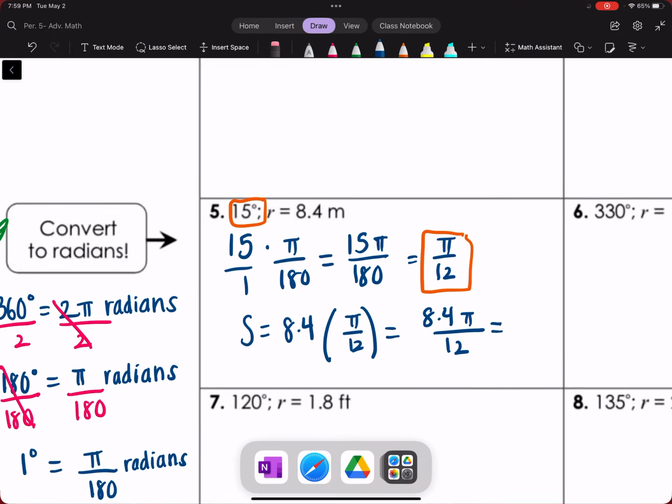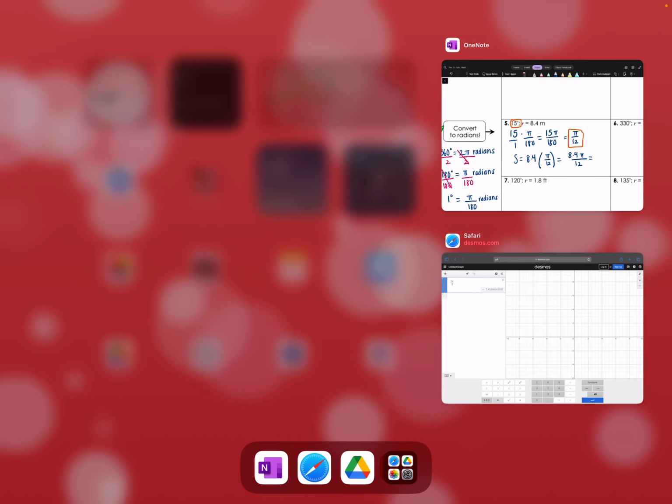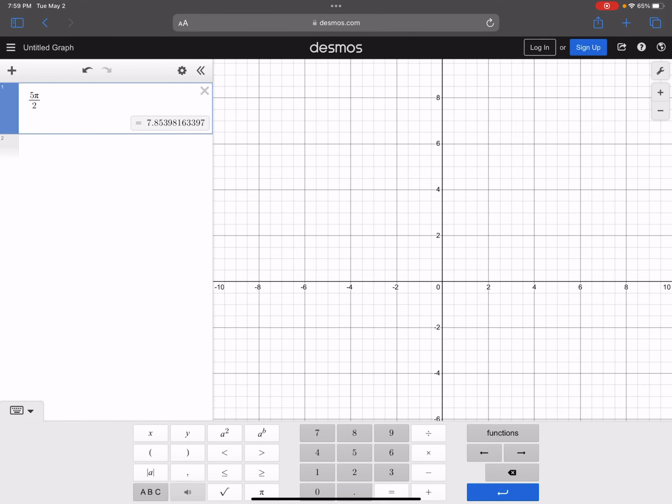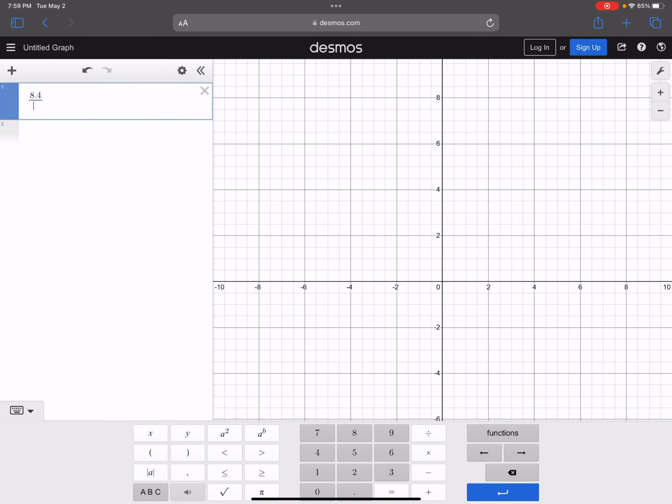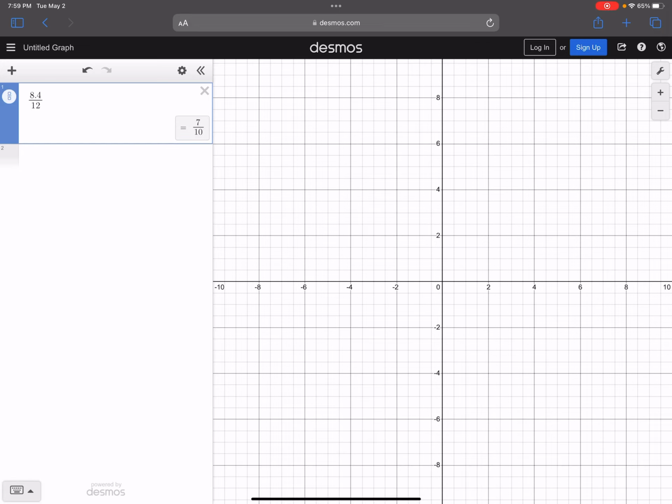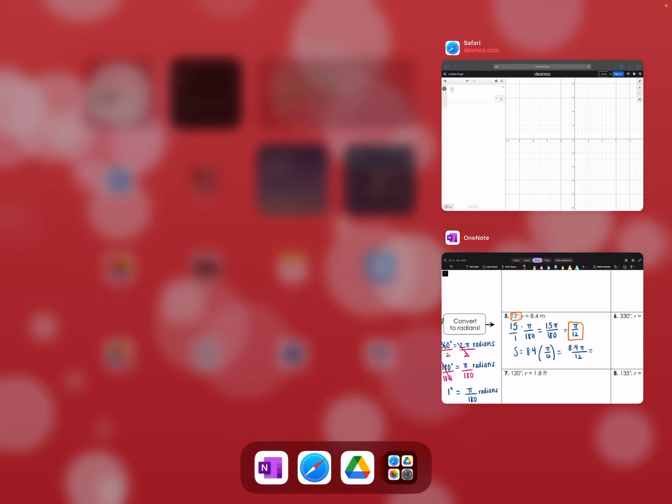I would recommend just using a calculator though, just to always verify, because that is kind of unnecessary algebra. So you can put 4 divided by 12 onto Desmos. And then you see how it gives you a decimal. When you don't want a decimal, you can hit this little fraction button right under that number 1. And then you notice that it turns it to 7/10. So 0.7 is the same thing as 7/10.